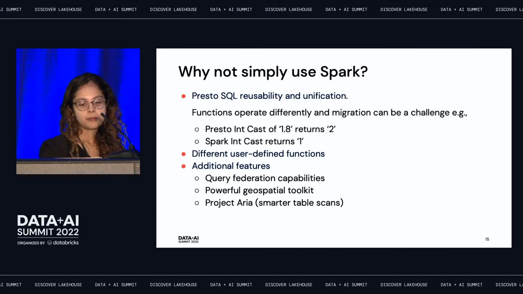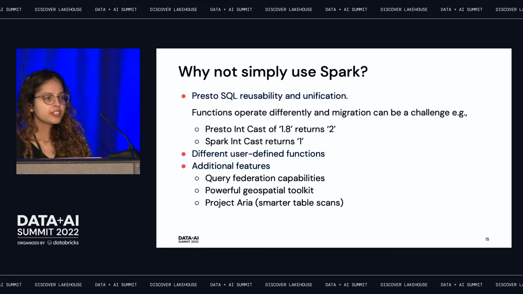So for example, Presto int cast of 1.8 returns 2, whereas Spark returns 1. And both Spark and Presto SQL are ANSI SQL, but the ANSI SQL spec says that it is left up to the vendor when to return null or when to throw an exception. So building a unified SQL experience across engines is not just about the same dialect, but the experience should also be the same. And then you also have user-defined functions, or UDFs. You have to manually port your user-defined functions from one engine to another.